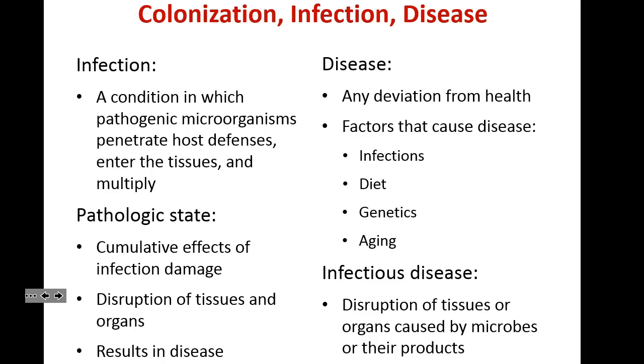Factors that cause disease are infections, diet, genetics, and aging. An infectious disease is one that disrupts the tissues or organs, and it's caused by microbes or their products. A condition in which pathogenic microorganisms penetrate host defenses, that's what infection is. What does pathogenic mean? What is a pathogen? It causes disease. That's the key right there.